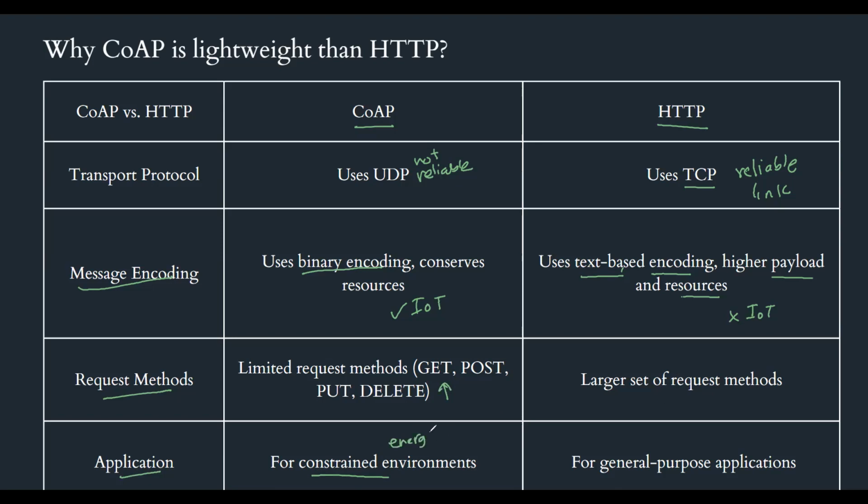Then once we talk about the application, CoAP is used for constrained environments, which we call energy-constrained or resource-constrained environments, and therefore it is more useful for IoT applications. And HTTP is used for general-purpose applications. For any type of web accessing, it can be used. So once you have good energy in your devices, that means battery, and a higher bandwidth, then you can communicate using HTTP very reliably, and you can access the information in the websites.